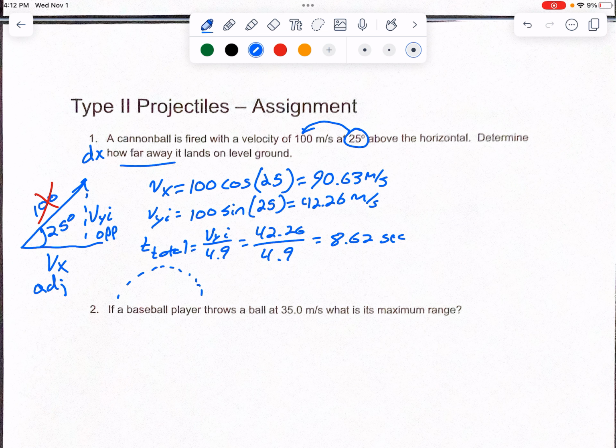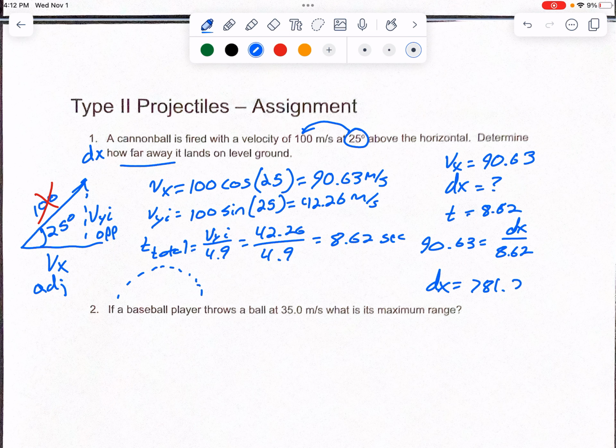So remember, we're looking for dx, horizontal distance. The only 3 things we care about horizontally are Vx, dx, and t. dx is what we're looking for. Vx we just found, so make sure you're using the right velocity, 90.63. And your time we just found, that is 8.62. Remember, Vx equals dx over t. So 90.63 equals dx over 8.62. Multiply both sides by 8.62, and you get a horizontal distance of 781.23 meters.